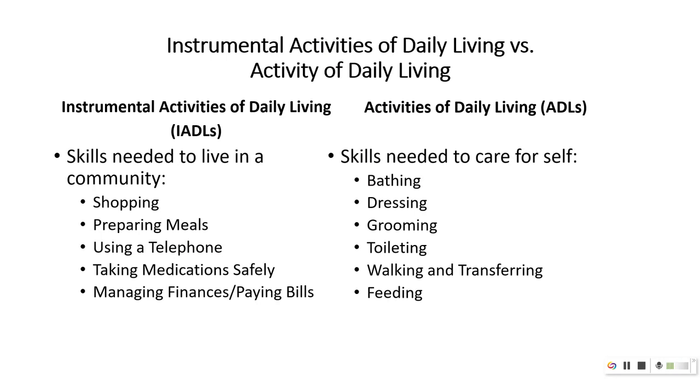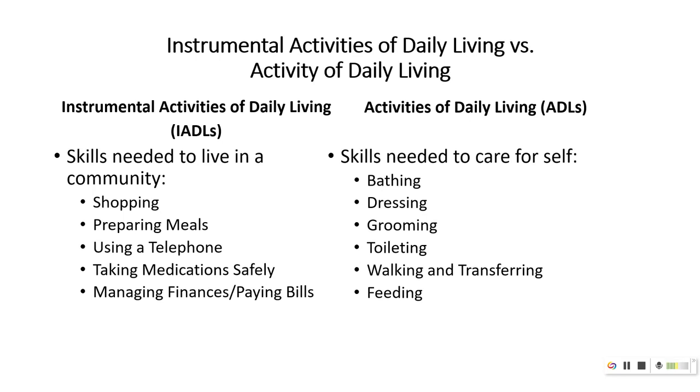Can we take our medications safely, either by setting them up in a medication dispenser or having someone set them up for us and then we take them? And then how do we manage our finances and how do we pay our bills? The instrumental activities of daily living, or the IADLs, are things that we learn later on in life. So when we start to have some memory impairment, these are the things that are going to be lost first.